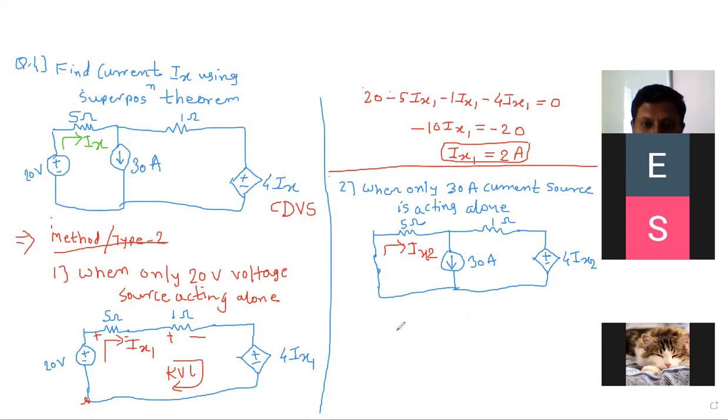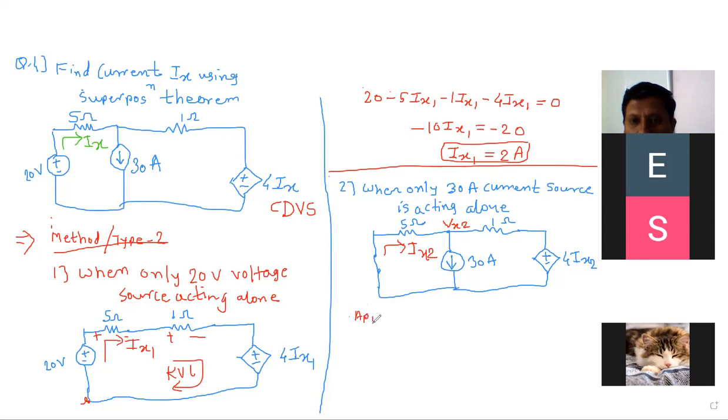How to solve this? Nodal analysis. Yes, so here you can use nodal analysis. So this voltage source you can take and according to that you can give the name. Can I give the name as V2 or Vx2? Okay, Ix2, Vx2, like this. So Vx2 I will give the name.